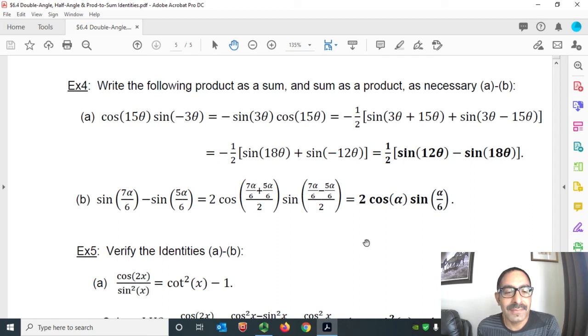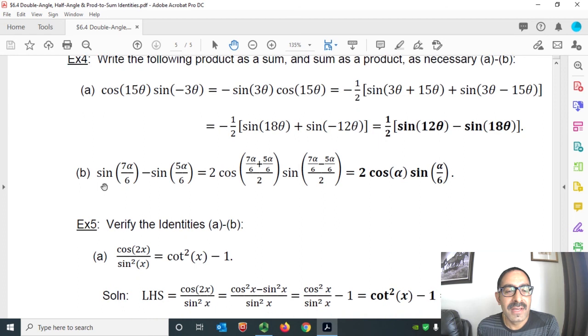Great. Let's do part B. Sine of 7 alpha over 6 minus sine of 5 alpha over 6. Use the formula. It turns out that it is 2 times cosine of the sum of the angles over 2 times sine of the difference of the angles over 2. Now simplify. Here in my numerator we have fractions. So 7 alpha plus 5 alpha is 12 alpha over 6, which means simply 2 alpha, and that 2 and this 2 cancel, so simply alpha. So you have 2 times cosine alpha.